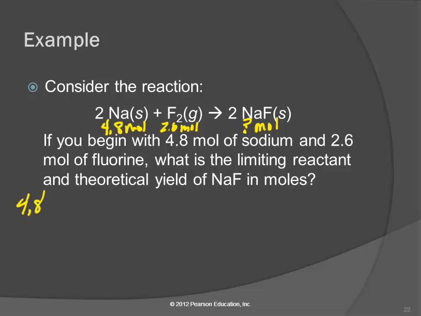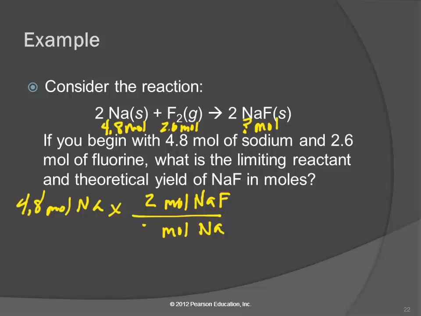So 4.8 moles of sodium. And we need to find out how many moles of sodium fluoride we can make from that. Well, we look at the balanced chemical equation. Each of those has a 2 in front of it. And so that ends up being 4.8 moles of sodium fluoride. You may say, well, I didn't need to do that calculation. But when we get to grams, you will.